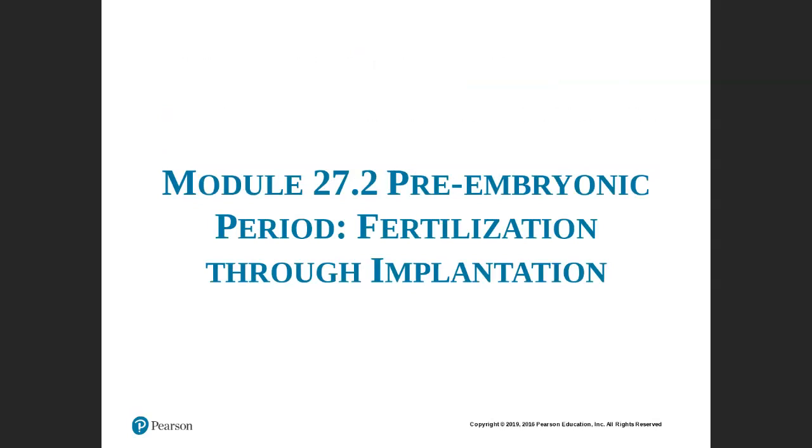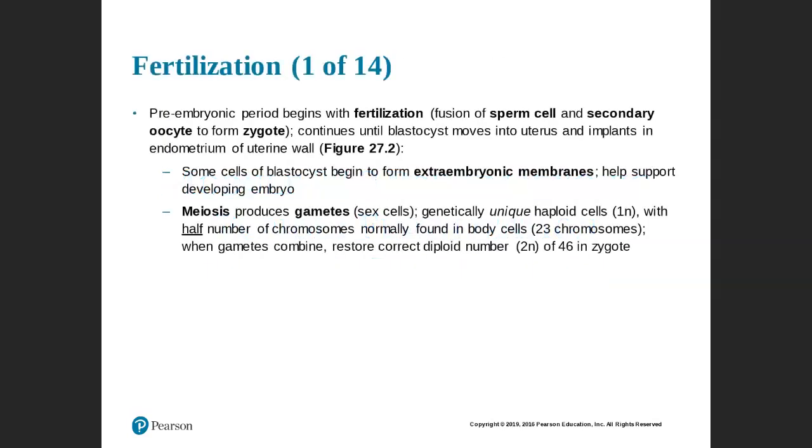So let's look at the pre-embryonic period, fertilization through implantation. So the first thing that happens is fertilization, okay? That pre-embryonic period begins with fertilization, the sperm cell uniting with an egg to form a zygote. Then the blastocyst moves into the uterus, implants in the endometrium of the uterine wall. Some cells of the blastocyst begin to form what we call the extra embryonic membranes, which help support the developing embryo. These extra embryonic membranes are going to support the placenta, which is going to provide nutrition.